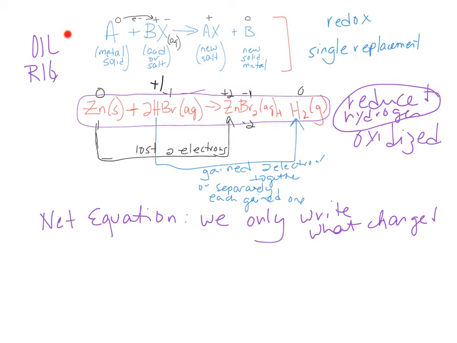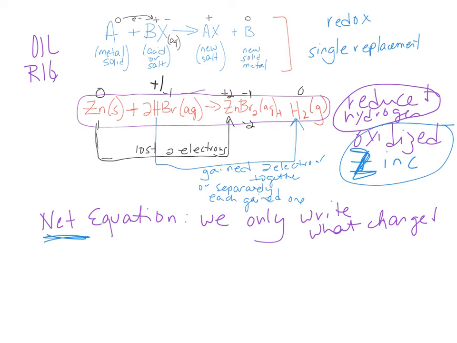Which one was oxidized? Well, OIL, oxidation is losing. The zinc lost electrons. So the oxidized element was the zinc. Zinc was oxidized. You can't have reduction without oxidation. They have to happen together because electrons are being transferred. They can't get one key. If something loses an electron, something else has to gain it. Now, in the net equation, we only write what changed.